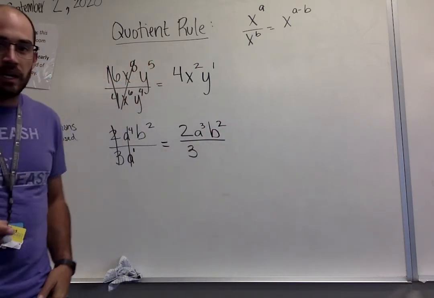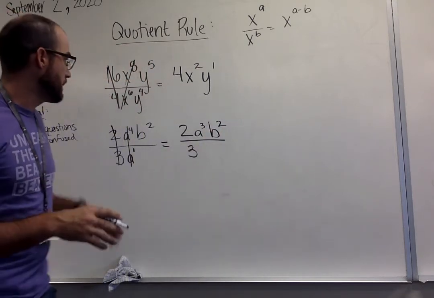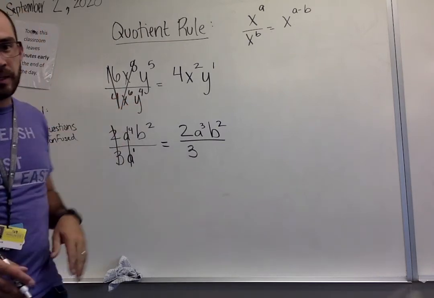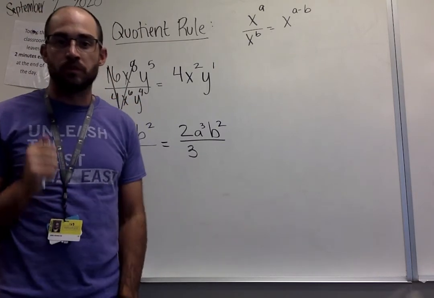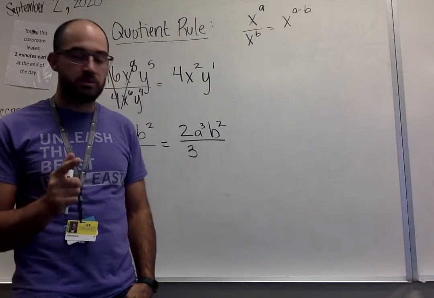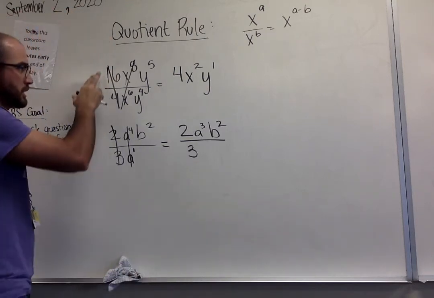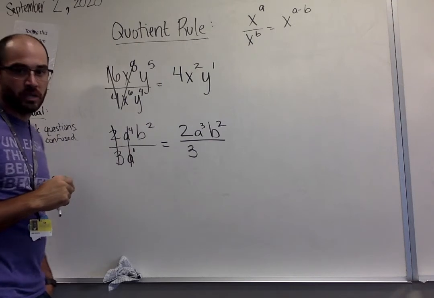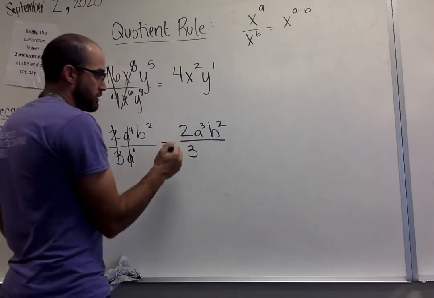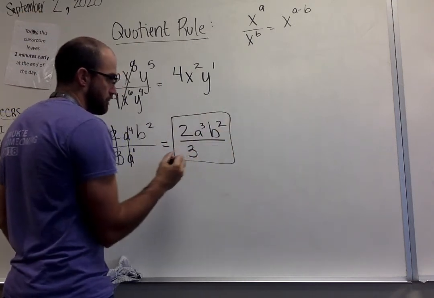Okay. Some of you might be thinking, Mr. Schultz, what would happen if I have a bigger number on the bottom? That is something that we're going to deal with in one of our future rules. We deal with negative exponents. So for right now, we're just going to keep it where we have positive answers coming out of this. Okay. So this would be my final solution. 2a to the 3rd, b to the 2nd over 3.